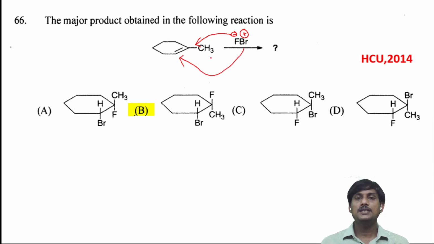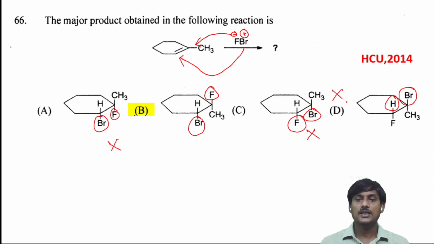And also the addition is anti-addition. So the fluorine and the bromine should be in anti-position. So here there is addition of fluorine at CH3 and addition of bromine at CH, this carbon, and both are in anti condition. Here bromine and fluorine are anti to each other. In this case, syn, so this one is not correct, and here also syn, not correct. Here anti, but more substituted carbon is attached with less electronegative element. So this is not the correct option. So what is the correct option? D is the correct option.